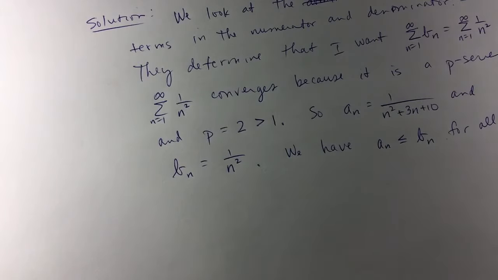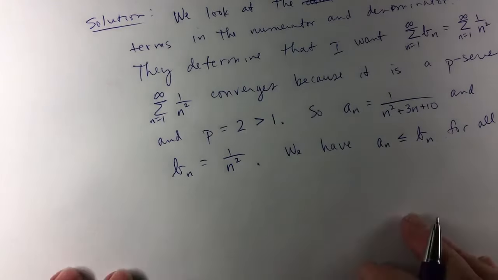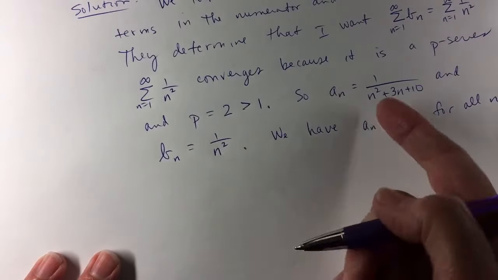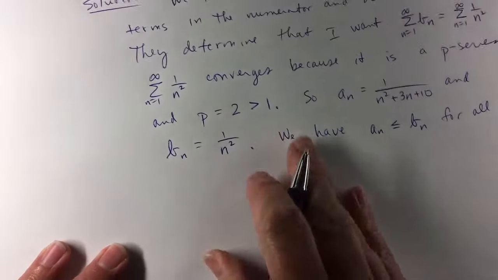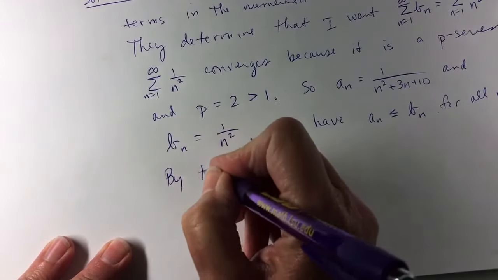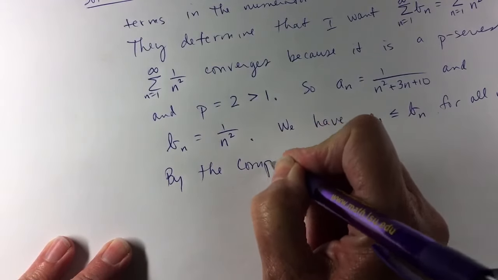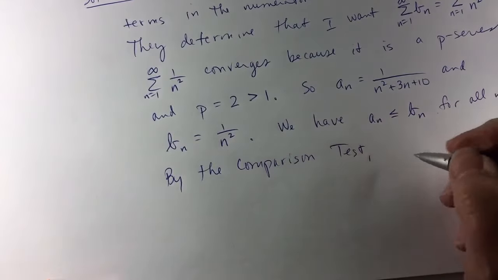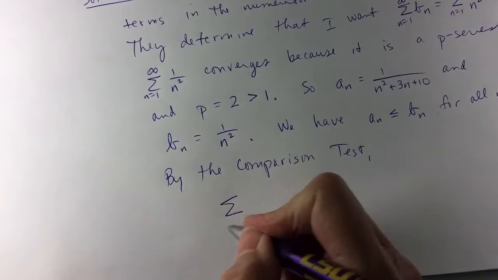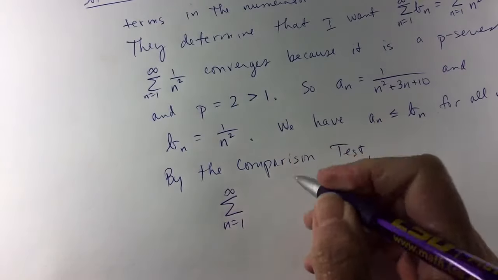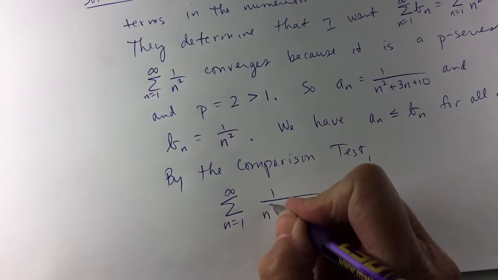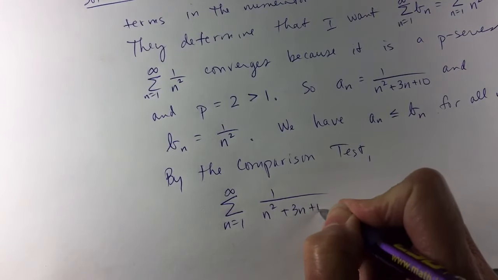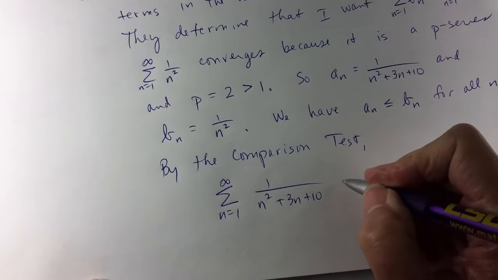Well, this meets the conditions of the comparison test. So I know that then the series A sub n converges. So I'll write, by the comparison test, we have that the series as n goes from 1 to infinity of 1 over n squared plus 3n plus 10 also converges.